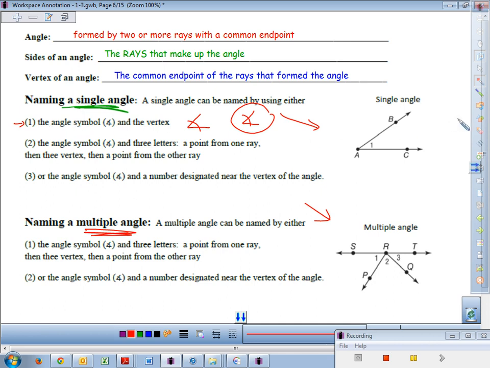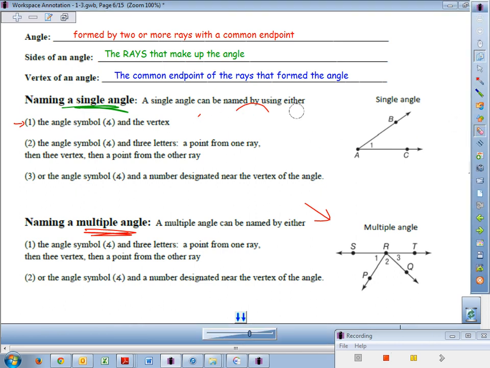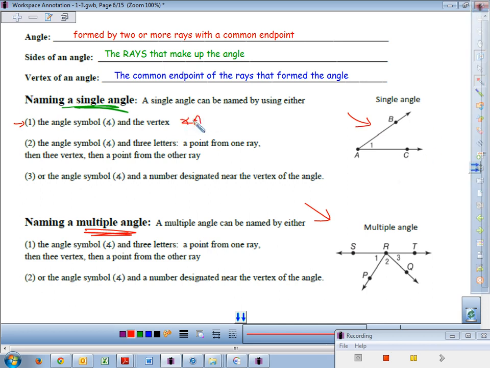So we can name an angle, if it's a single angle, by the angle symbol and the vertex. So let's do that over here. What is the vertex of this angle? Is it A, is it B, or is it C? What is the vertex of it? So we can call that angle A. We can't just call it capital A, because doesn't that just mean point A if it only had a capital letter there? So we could call that angle A.